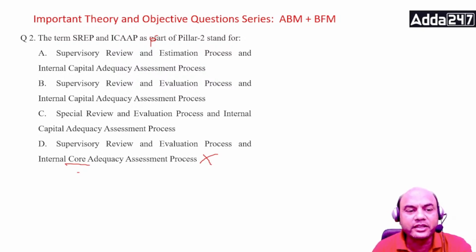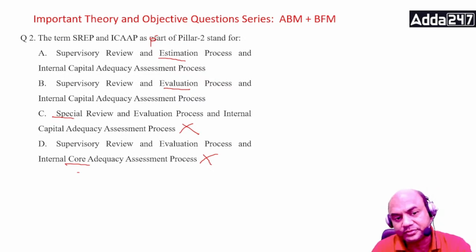So A, B and C. Here it is internal capital adequacy assessment process. That is the same. So either A, B or C. Now the only question is SREP. Supervisory review and estimation, evaluation, and special review. Special review is something out, so this is also out. So only between A and B now. Supervisory review and estimation, evaluation. The crux of the matter is only this: estimation or evaluation.